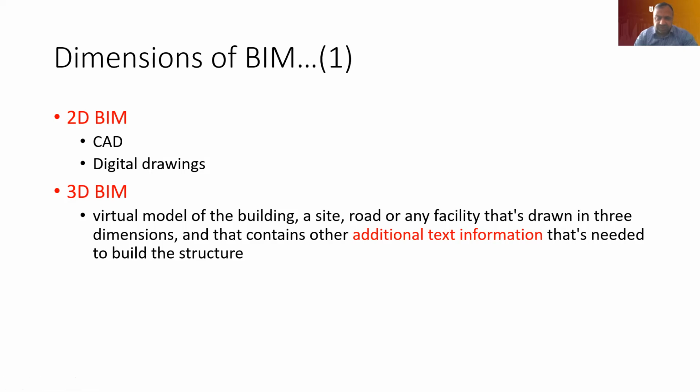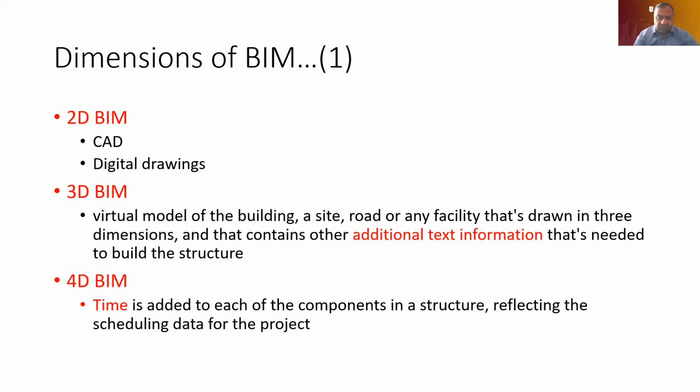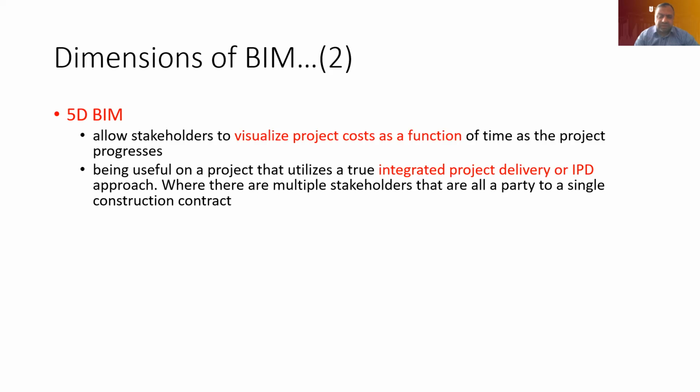The 3D BIM is the virtual model of the building, a site, road, or any facility that is drawn in 3 dimensions, and that contains other additional text information that's needed to build the structure. Whereas in the 4D BIM, time is added to each of the components in a structure, reflecting the scheduling data for the project. In the 5D BIM, additional information is added to visualize the project cost as a function of time as the project progresses. It is useful on a project that utilizes a true integrated project delivery approach. Such 5D or even 4D models will be more useful when an integrated project delivery approach can be used, where the multiple stakeholders are in reality working for the same organization, or working in a most collaborative way.